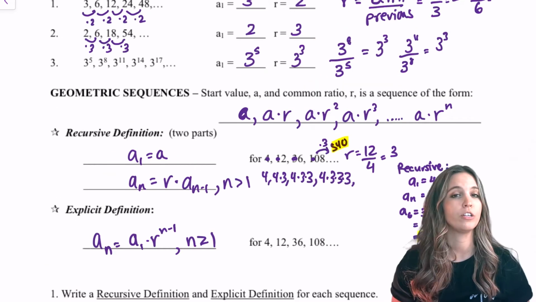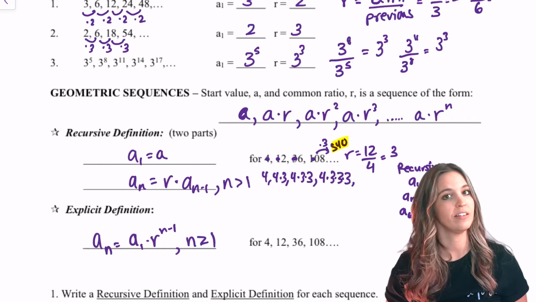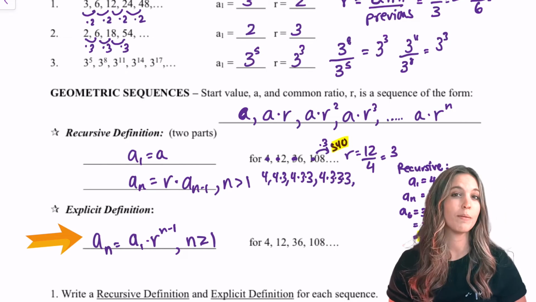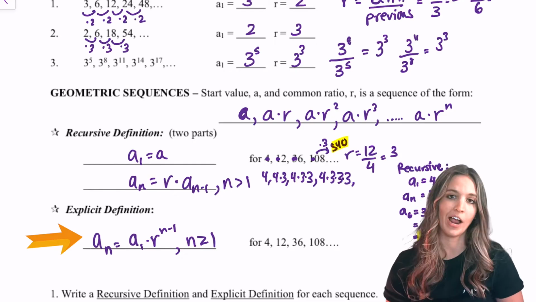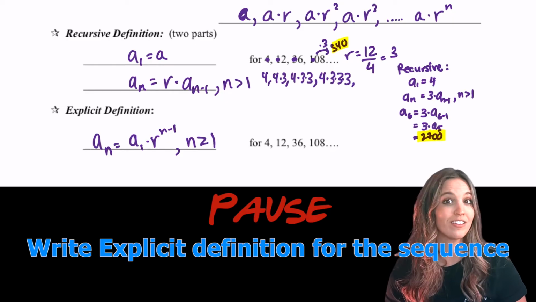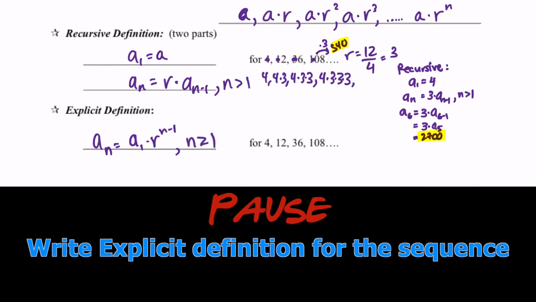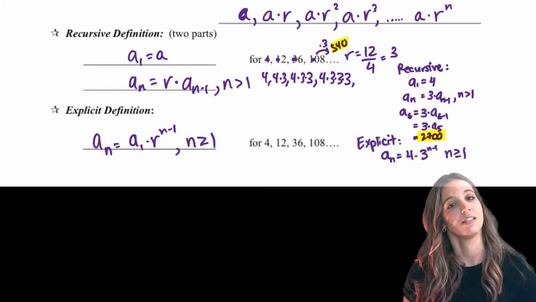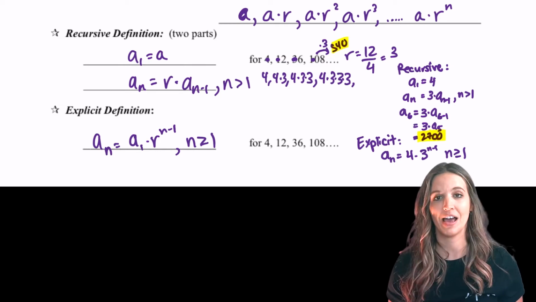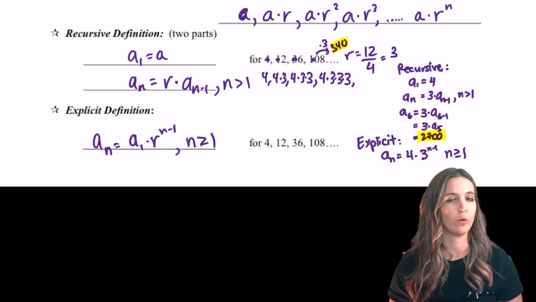The second way to model a geometric sequence is explicit definition. That's a sub n equals a sub 1 times r to the power of n minus 1 for n greater than or equal to 1. See if you can write the explicit definition for the same sequence. Here, the explicit definition would be a sub n equals 4 times 3 to the power of n minus 1, where n is greater than or equal to 1.